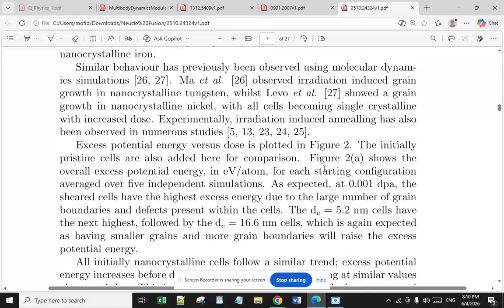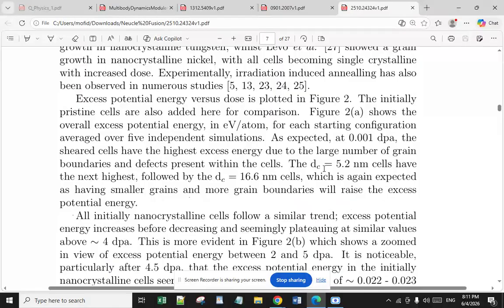Ma and his colleagues observed radiation-induced grain growth in non-crystalline tungsten, whilst Levo and his colleagues show grain growth in non-crystalline nickel, with all cells becoming single crystal with increased dose. Experimentally, irradiation-induced annealing has also been observed in numerous studies.